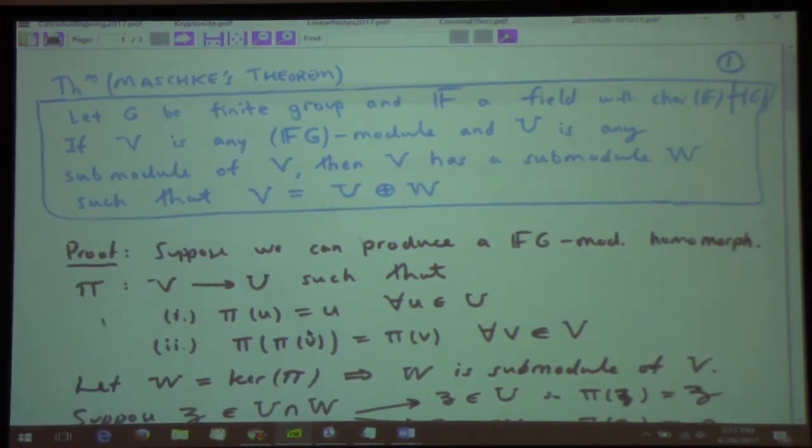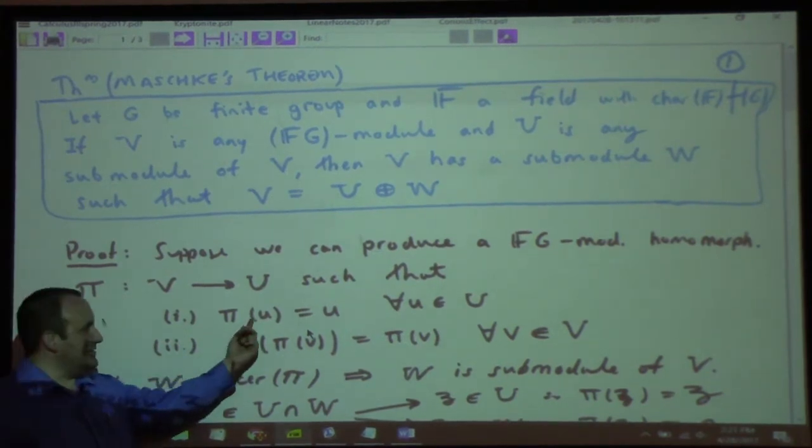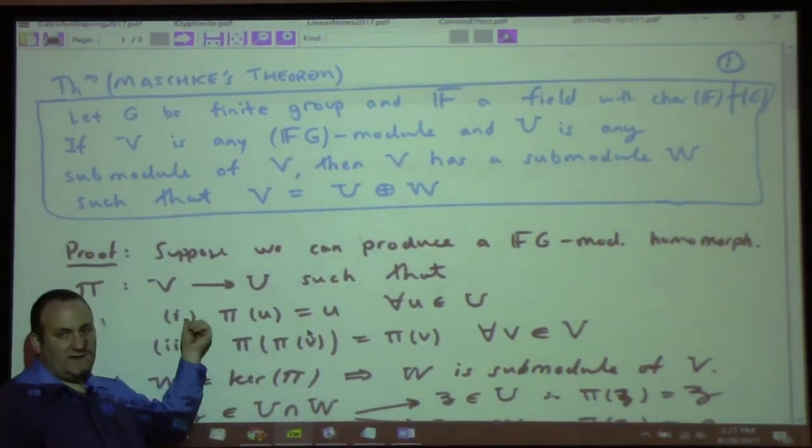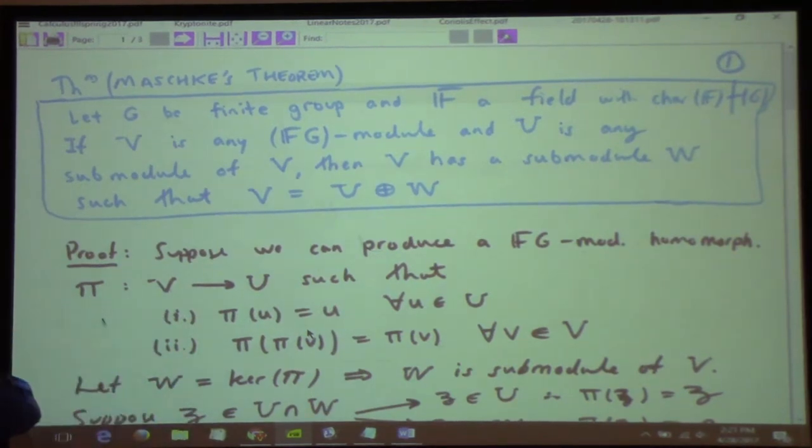Yes, pi of V is in U, so exactly. So 2 automatically follows from 1. So if we can prove 1 for our construction, it automatically gives us 2. So basically we need, and the other thing of course we need is that it's an FG module homomorphism, which means here that we can basically pull the group action out of the map. So like pi of G dot U is G times pi of U. We also need that identity.